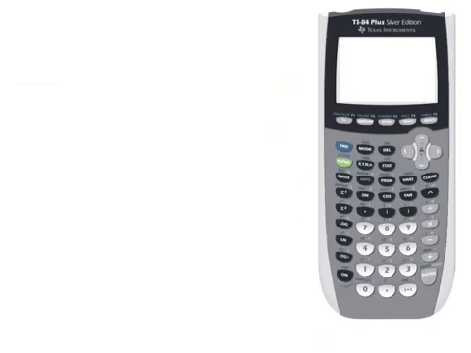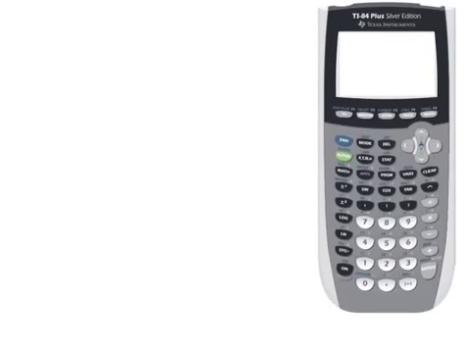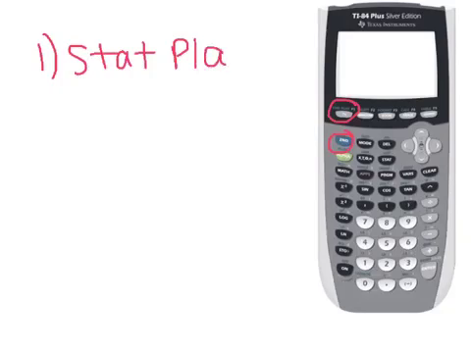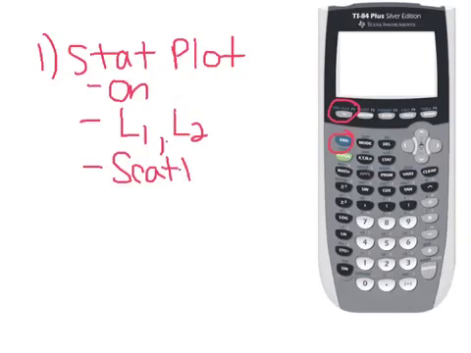After entering the data into your list, we are going to make sure that we have our stat plot turned on. So you can press second and then y equals to get to your stat plot menu. Make sure it's turned on and that your data is in list 1 and list 2. And that you also have the scatter plot chosen as the type of graph.